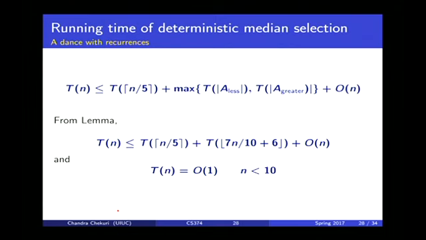So my recurrence is T of n is less than T of n over 5 plus T of 7n over 10, don't worry about the 6, plus O of n, some c times n. And what is T of n for small n less than 10? It is some constant, a big constant. Now what is the solution to this recurrence? I claim it is O of n.